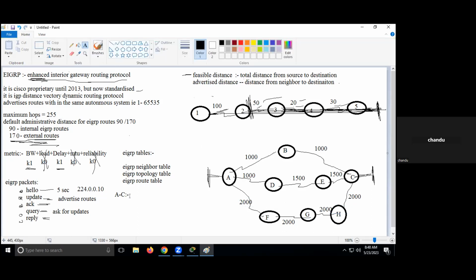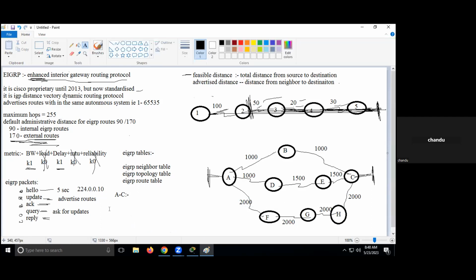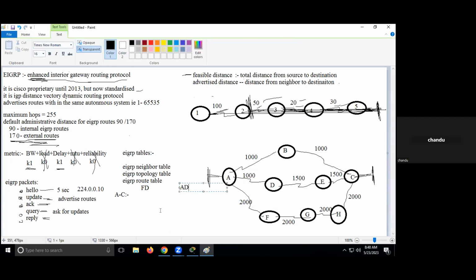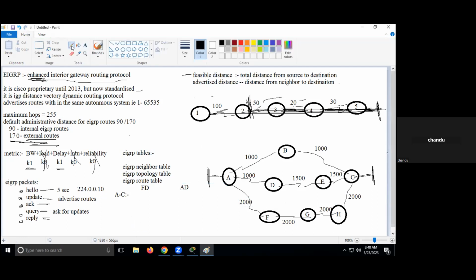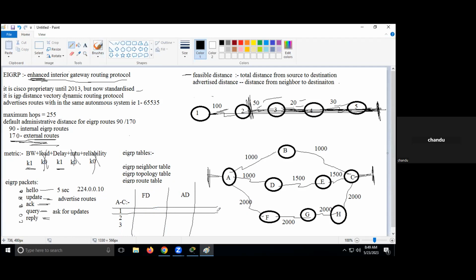To reach from router A to router C, router A is always going to calculate something called the FD value and also the AD value for all three paths. There are three paths to reach from router A to router C.